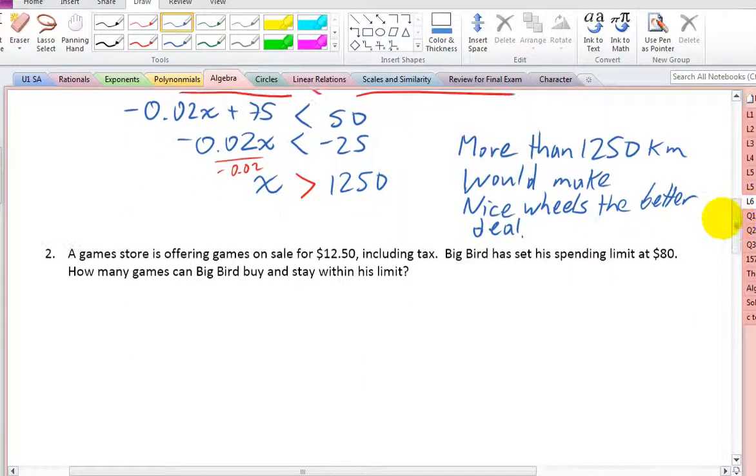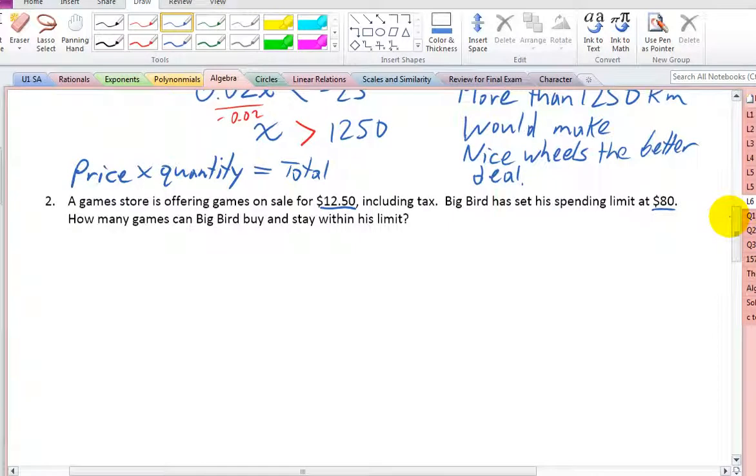Okay, so real quick, you should have this underlined for 12.50. Now, Big Bird has set his spending limit at $80. How many games can he buy to stay within his limit? So this is one of those price times quantity equals the total. However, Big Bird can't go over $80. Can he go under $80? Yeah. Absolutely. Okay.